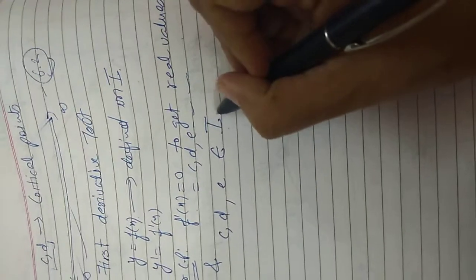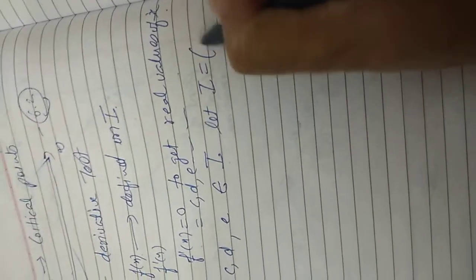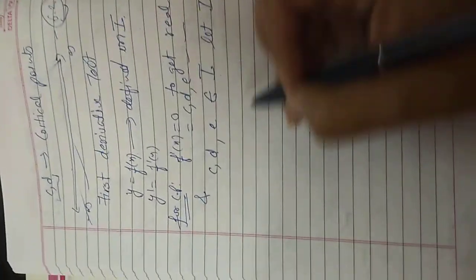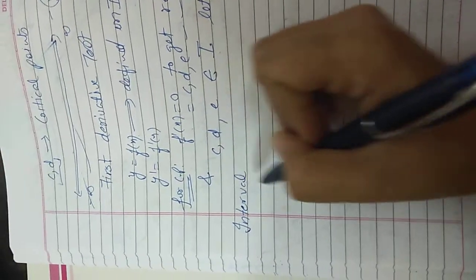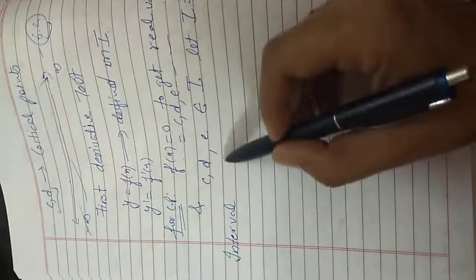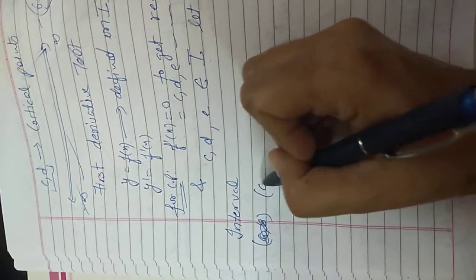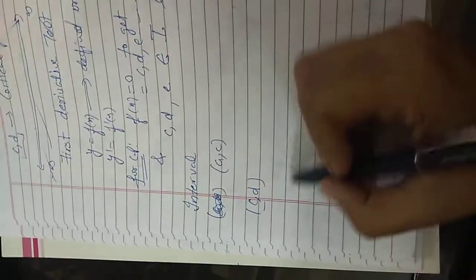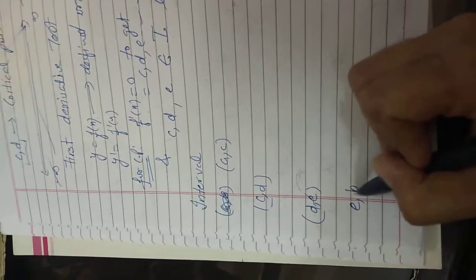Okay, so once the critical points are done, we will take the intervals. Let the interval I be the open interval a comma b, just to explain you the method. So what are the intervals becoming? This c, d, e will be lying between a and b. So the intervals will become a to c, then c to d, then d to e, and the last interval, e to b.